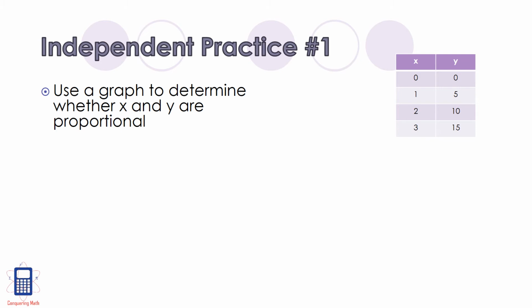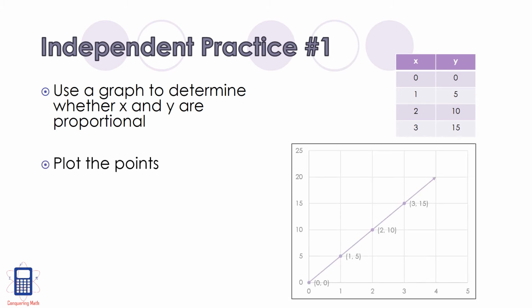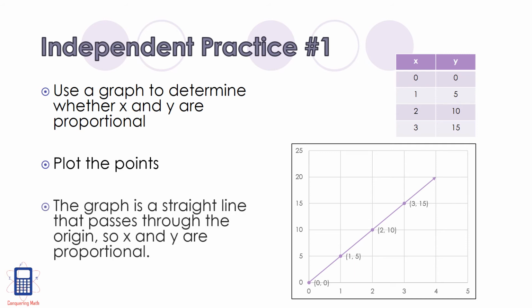Okay, you think you figured it out? So the first thing you need to do is plot the points. And so we'll do that, and we have our x and y axis, and we have the points (0, 0), (1, 5), (2, 10), and (3, 15). Now you do need to determine whether or not this is a proportional relationship, and since it's a straight line that passes through the origin, x and y are proportional.